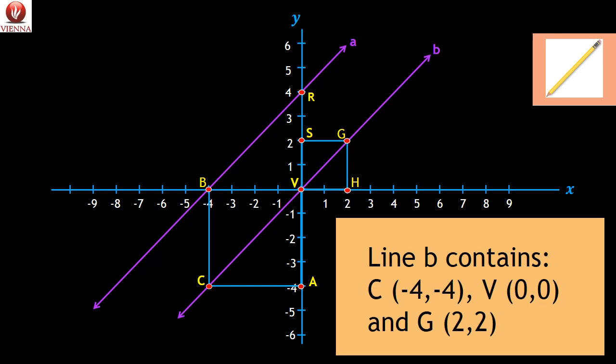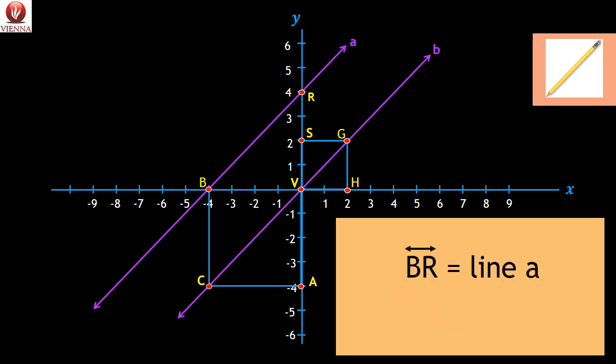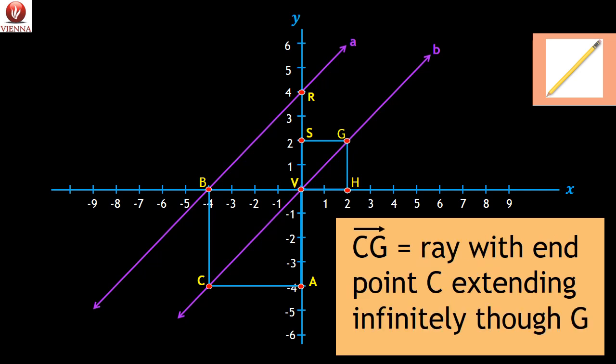Line B contains point C. The coordinates for C are -4, -4. The point of origin, which is V, and point G, the coordinates for which are 2, 2. Line A is the same as line BR. Line B is the same thing as line CG. Ray CG is the ray with endpoint C extending infinitely through G. And ray GC is the ray with endpoint G extending infinitely through C.